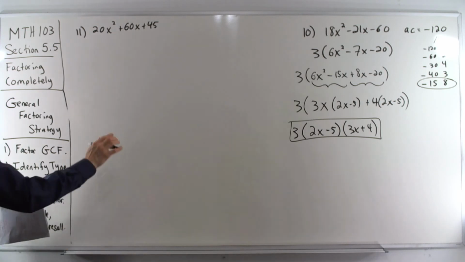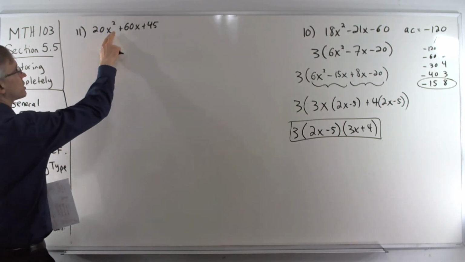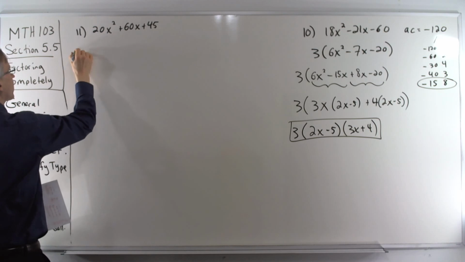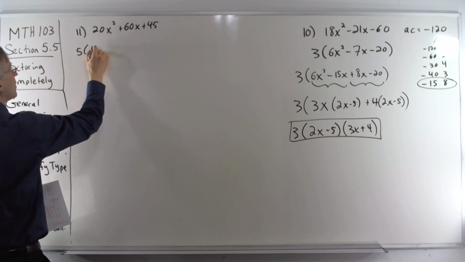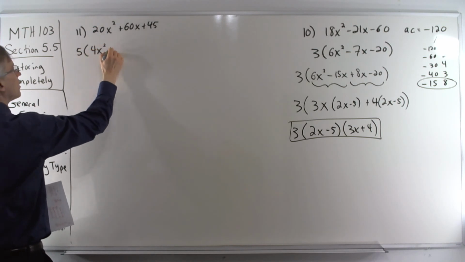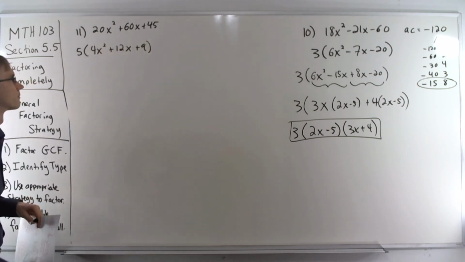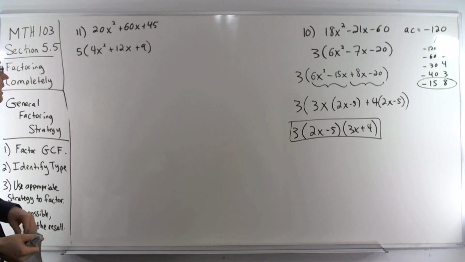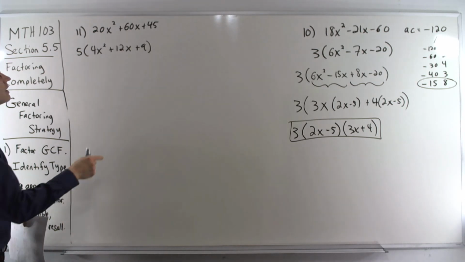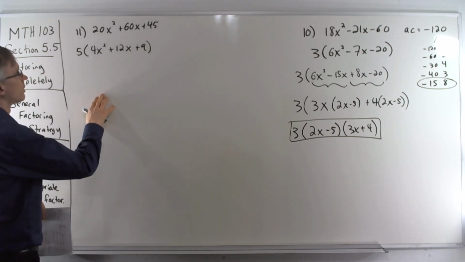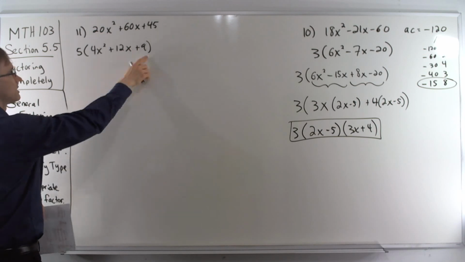All right, so we've got a common factor here. These are all divisible by 5, so we can factor out a 5 and get 4x squared plus 12x plus 9. Now inside the parentheses, we could factor this using our AC method.